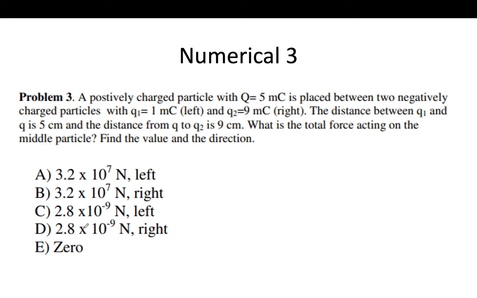Now we will do one more example. A positive charged particle with this value is placed between two negatively charged particles, with this value on the left and this on the right. The distance between Q1 and Q is 5 cm, and the distance from Q to Q2 is 9 cm. What is the total force acting on the middle particle?